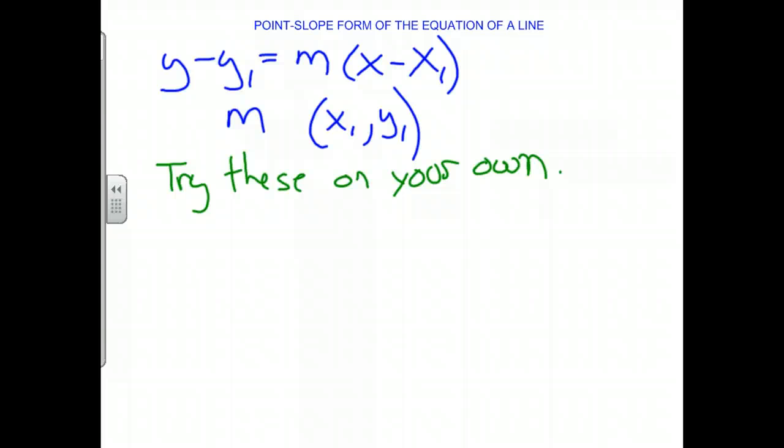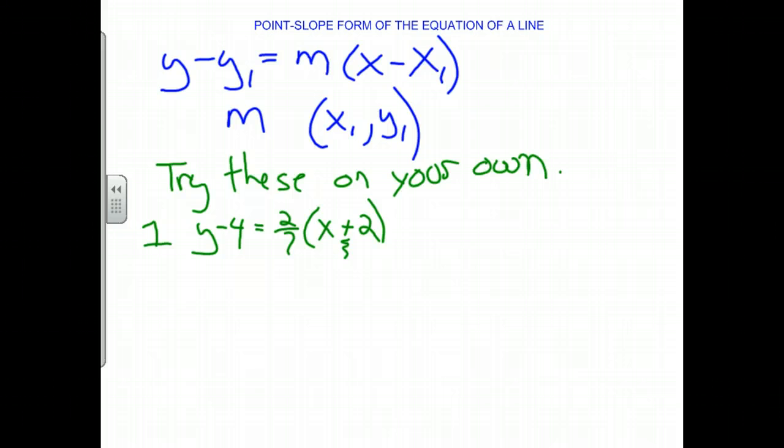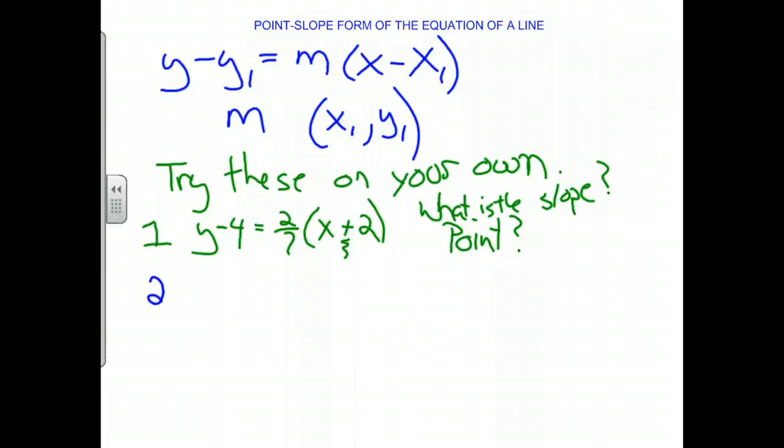Okay, your turn. Here's an equation: y minus 4 equals 2/7 times x plus 2. Tricky. What is the slope? What point does this line travel through? That's example 1. Or try on your own 1. Try on your own 2.